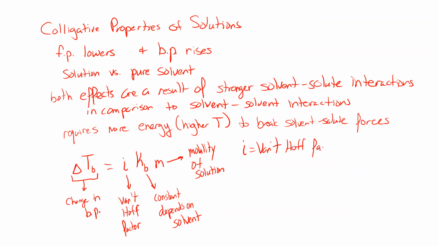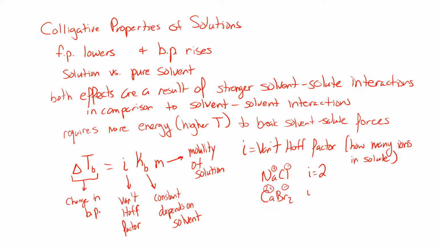It's basically how many ions your compound has in the solute. So if your solute is sodium chloride, you have Na+ and Cl-, so i for sodium chloride equals 2. If you use something like calcium bromide, calcium is 2+, you have 2 Br-, and so the i value here would be 3.